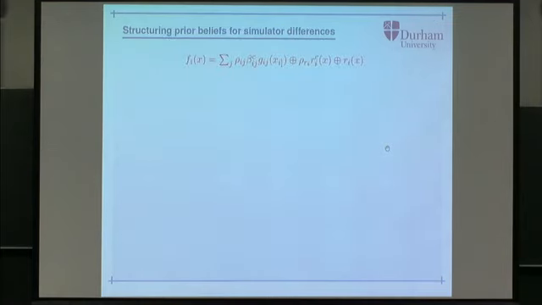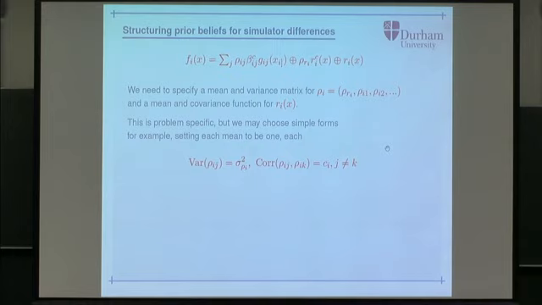So we have to structure our beliefs for simulated differences. We need a mean and variance matrix for the scaling parameters, and mean and covariance for the residual process. It's problem specific, obviously, and depends on your human in the loop and their view. But you might want to set each mean to 1 so that you're varying around the prior value. You might, for example, set all the variances and correlations to be the same, just to simplify the number of parameters. You might be much more careful about this.